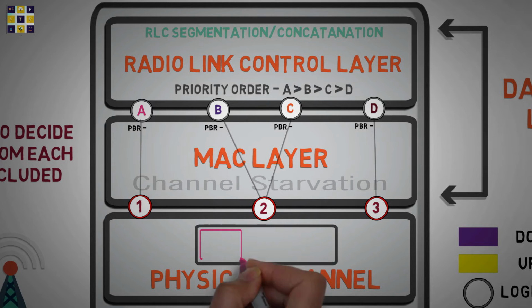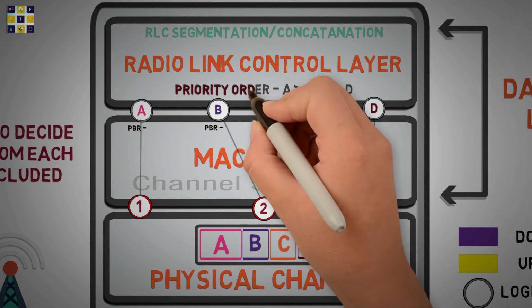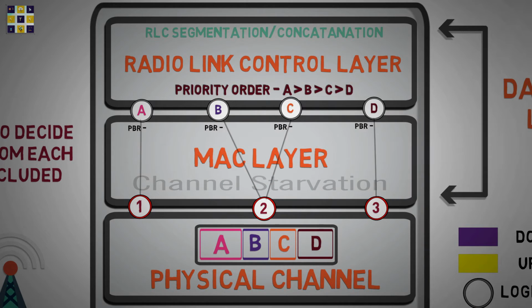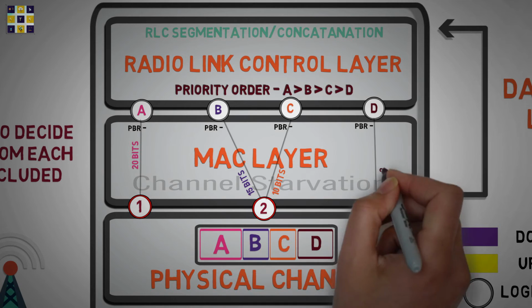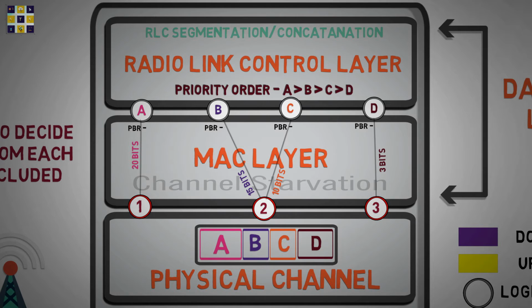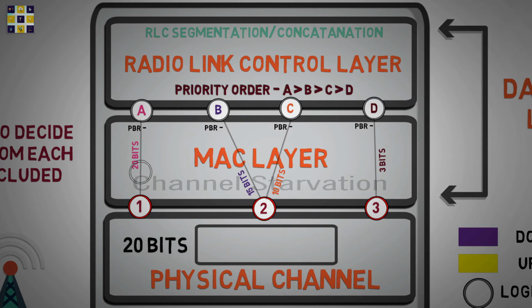Consider packets are provided to the MAC layer through 4 logical channels, A, B, C and D, where channel A has the highest priority and channel D has the lowest priority. Let's say logical channel A has 20 bits to send, B has 15 bits, C has 10 bits and D has 3 bits. But the length of the MAC PDU is 20 bits. If we go on filling the MAC PDU on the basis of priority, then only channel A, which is of 20 bits, will occupy the entire MAC PDU. The channels of lower priority will have to wait for the next MAC PDU.